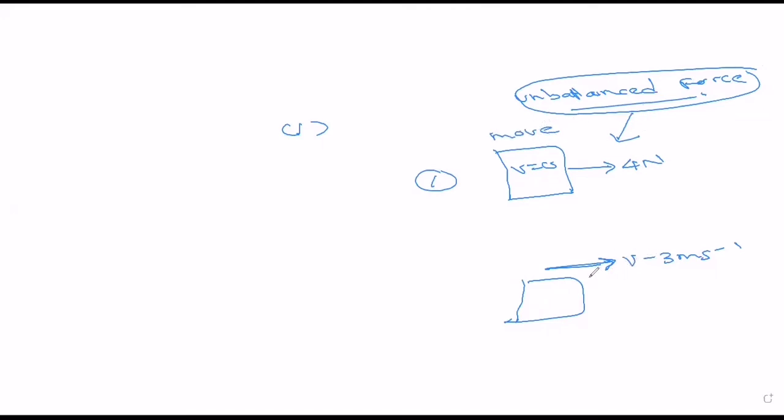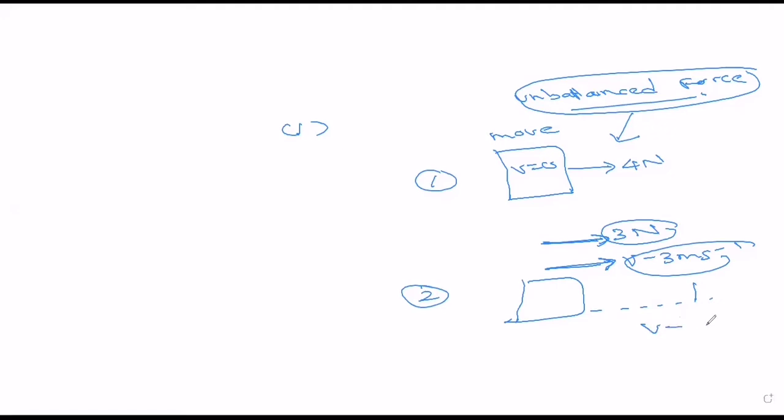Now think of the second situation I told you. This object is moving with a uniform velocity. Uniform velocity means it will keep on moving with the same velocity, 3 meter per second. Now think, I am going to give it 3 Newton force. What will happen, children, if I give a 3 Newton force in this direction? It will move faster. Yes. Now the velocity is 3 meter per second, and because I am giving another 3 Newton, children, it will move faster. Very good.